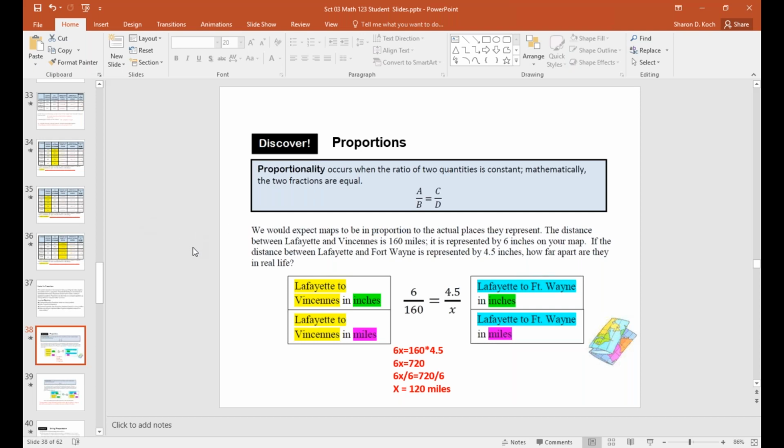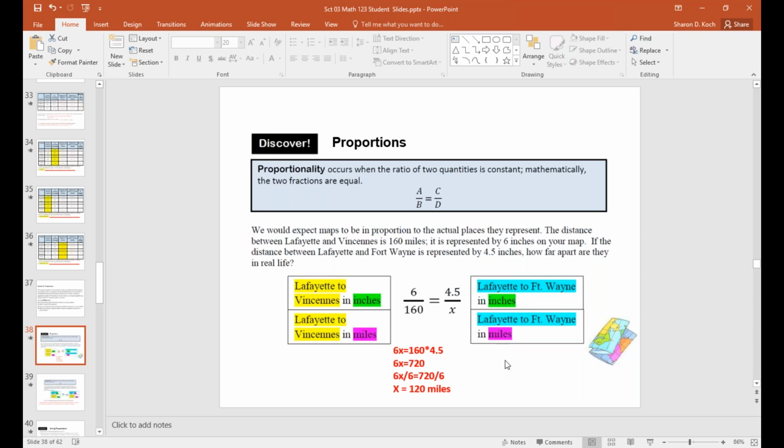One of the most popular ways that we use proportions and check for proportionality is blueprints and maps. Okay, so we have to shrink them. We're scaling something. So if we look at this problem right here, it says the distance between Lafayette and Vincennes is 160 miles. That's represented by 6 inches on the map. Now, if the distance between Lafayette and Fort Wayne is 4.5 inches on the map, how far apart are they in real life? So we're going to use one set of information to help us calculate if they are in proportion. If the inches equal a certain mileage, I should be able to calculate the mileage if I know the inches of a different distance to another location.